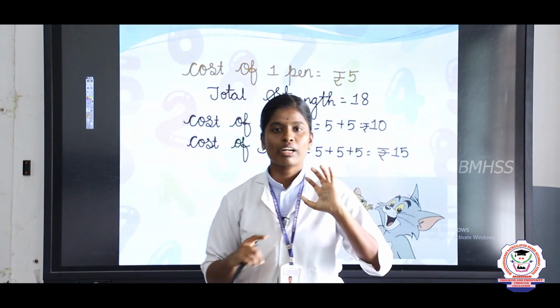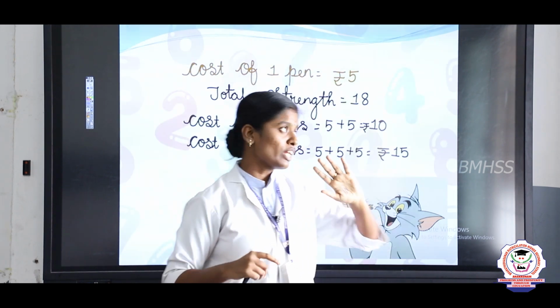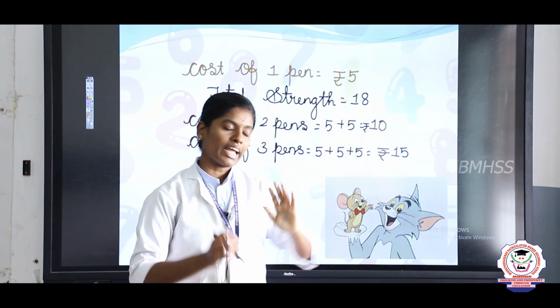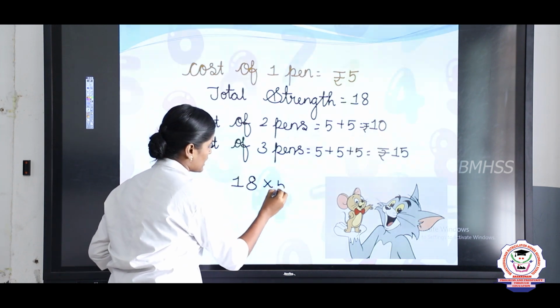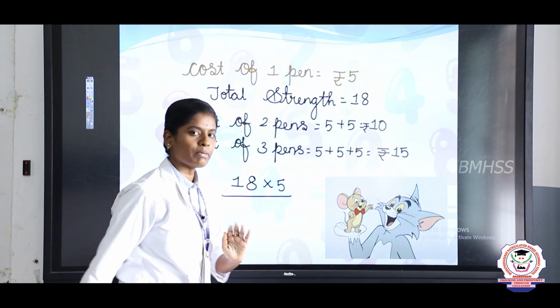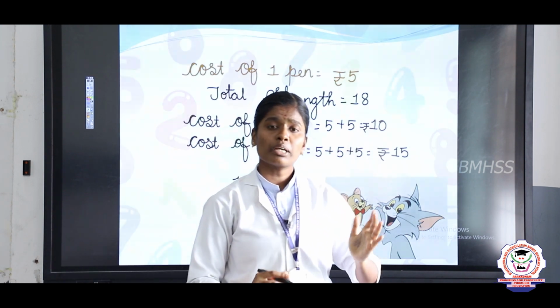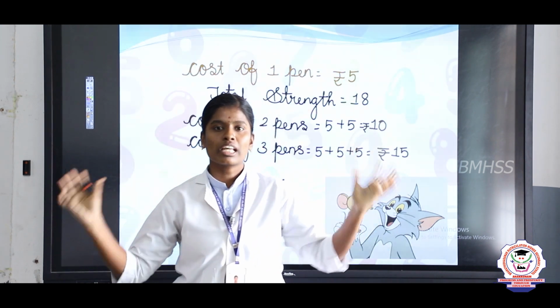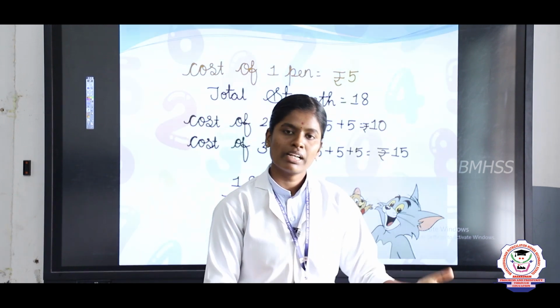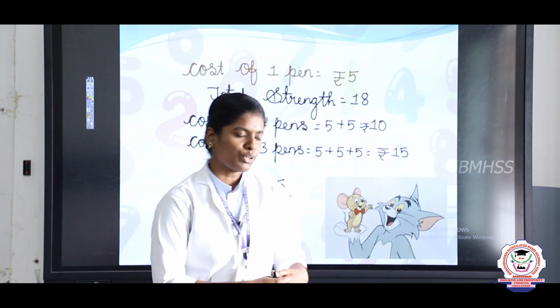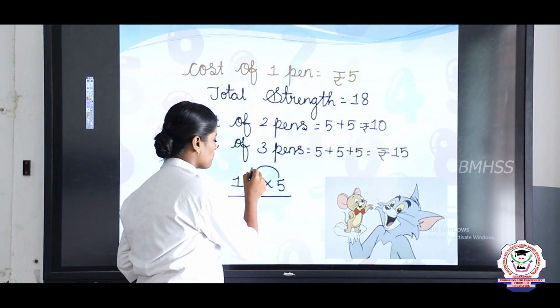So, the cost of 1 pen equal to 5 rupees. So, the cost of 18 pens means take 18 multiply by 5. Here if you use addition, you will take 5, 18 times, so it will take more time. Here we will use multiplication, it will be very easy for you. Take 5 and multiply by 8.